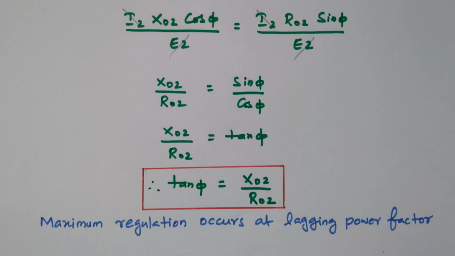So in this video we discussed the regulation, its definition and expression. We got the derivation, how to find the regulation of a transformer from the phasor diagram. Then we discussed two conditions, zero regulation and maximum regulation. Condition for zero regulation and condition for maximum regulation.